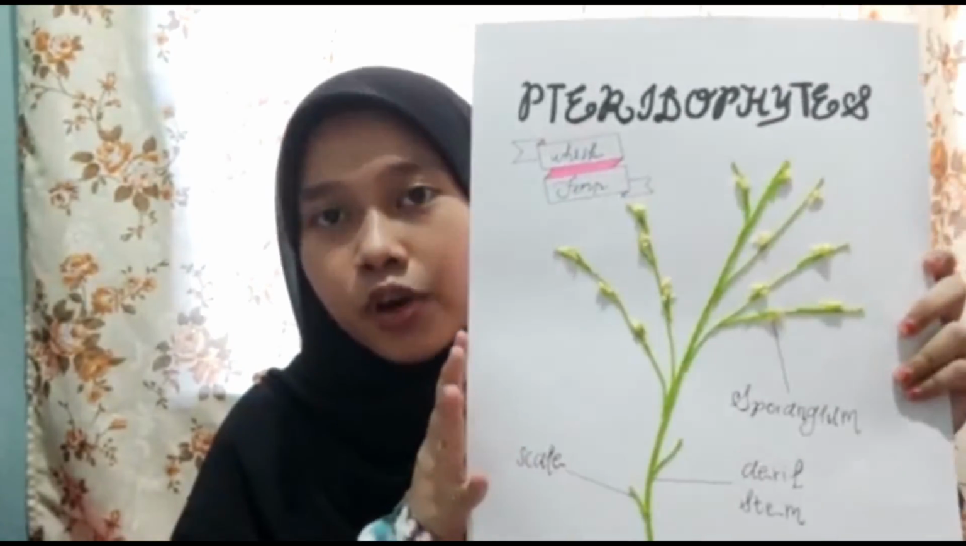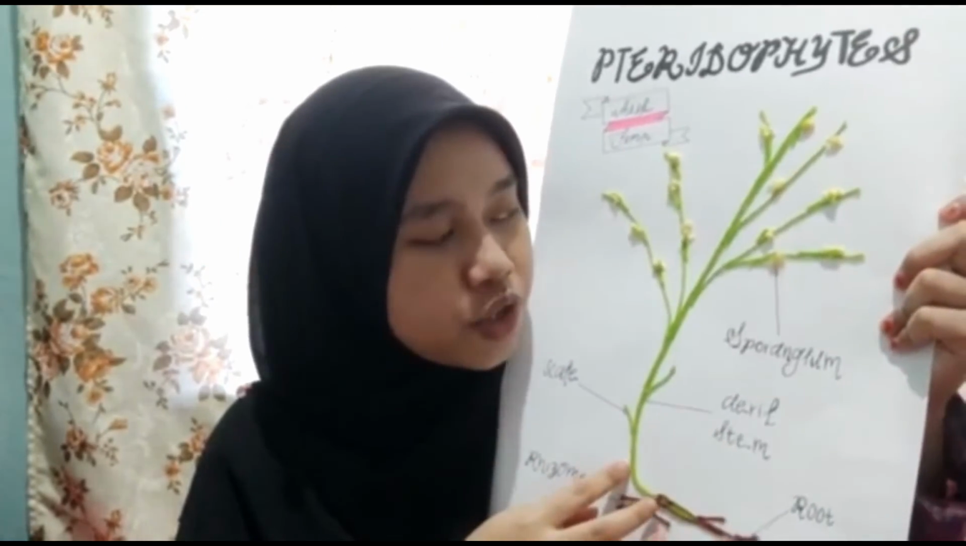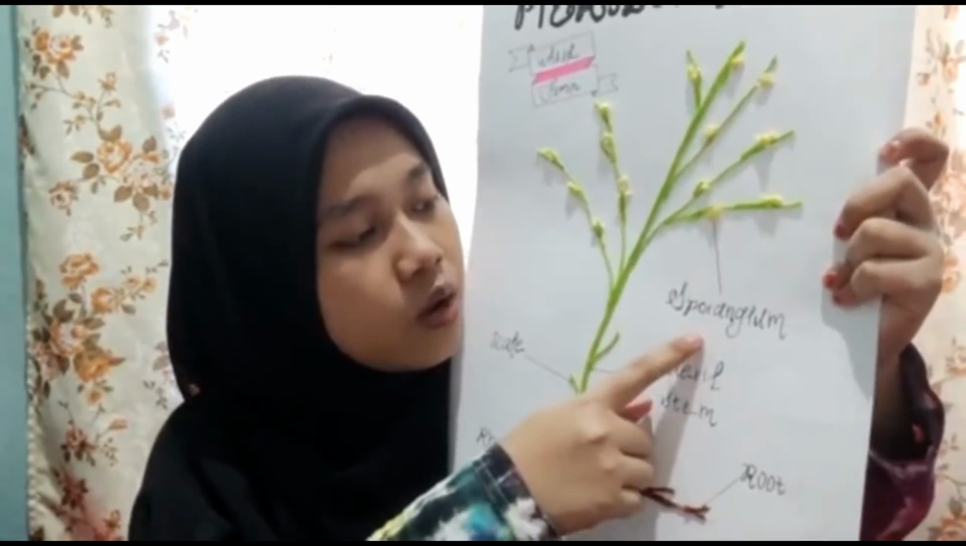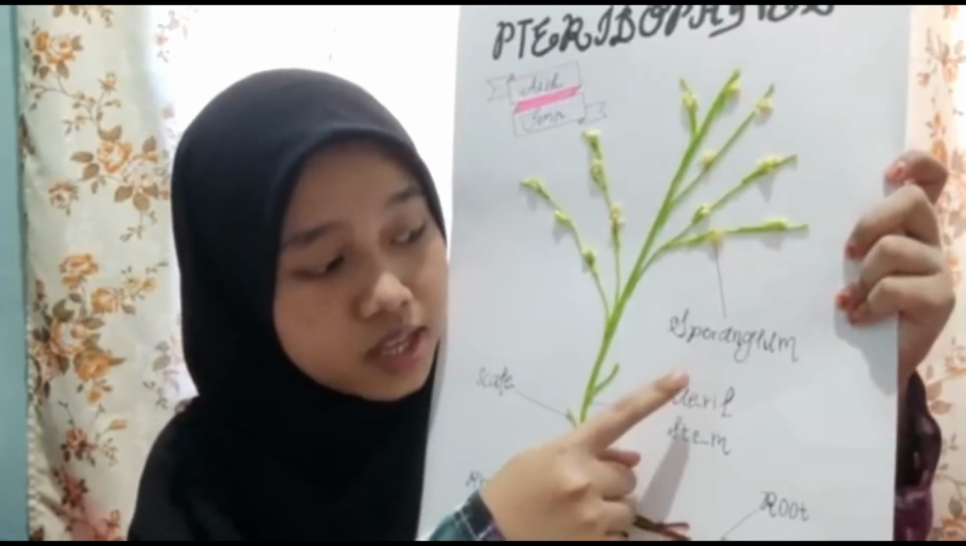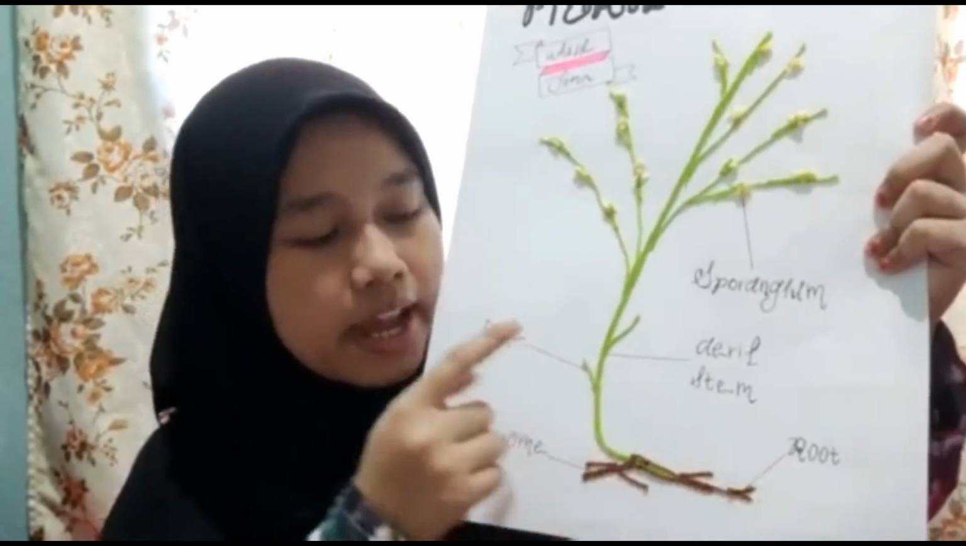This is my 3D model. I chose ferns as my 3D model. As you can see, the fern has parenchyma, aerial stems, rhizomes, roots, and also scales.